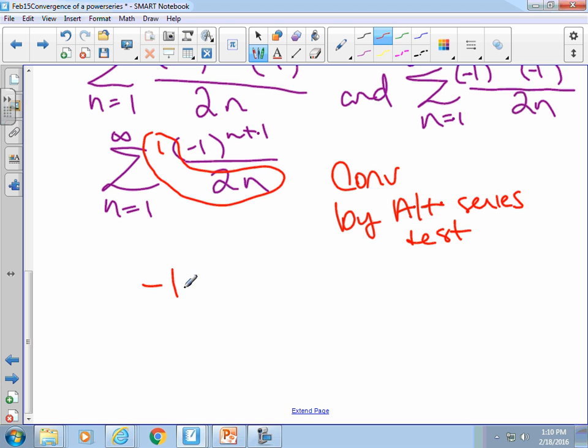So, would you agree this converges at all endpoints? It is 1 to 2. Agreed?